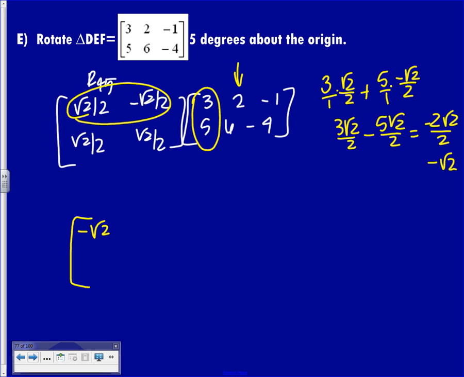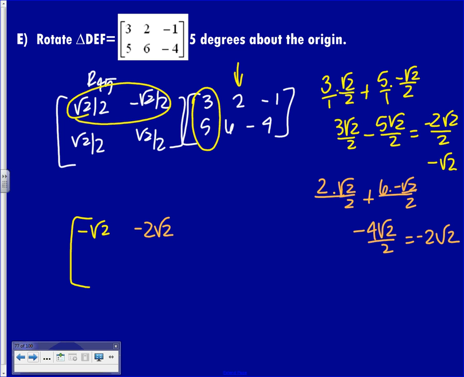If I move over to my next column here, that's going to give me 2 times the square root of 2 over 2 plus 6 times negative square roots of 2 over 2. So I can kind of just put that all over 1. So I've got 2 square roots of 2 over 2 plus -6. That's going to be -4 square roots of 2 over 2, which will reduce down to -2 square roots of 2. So -2 square roots of 2.